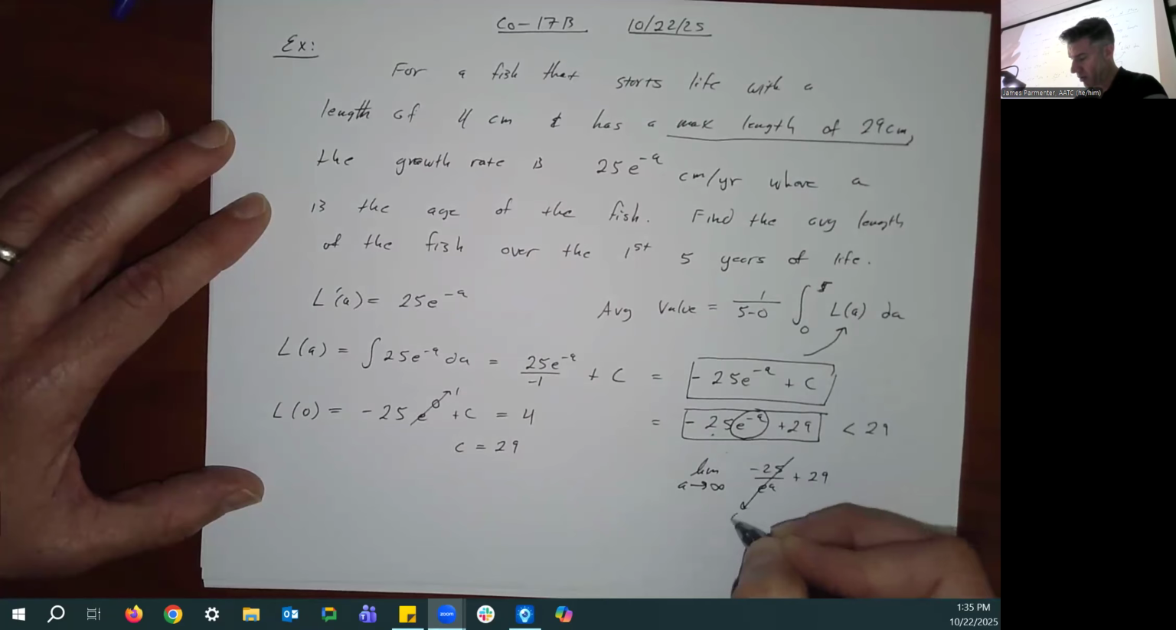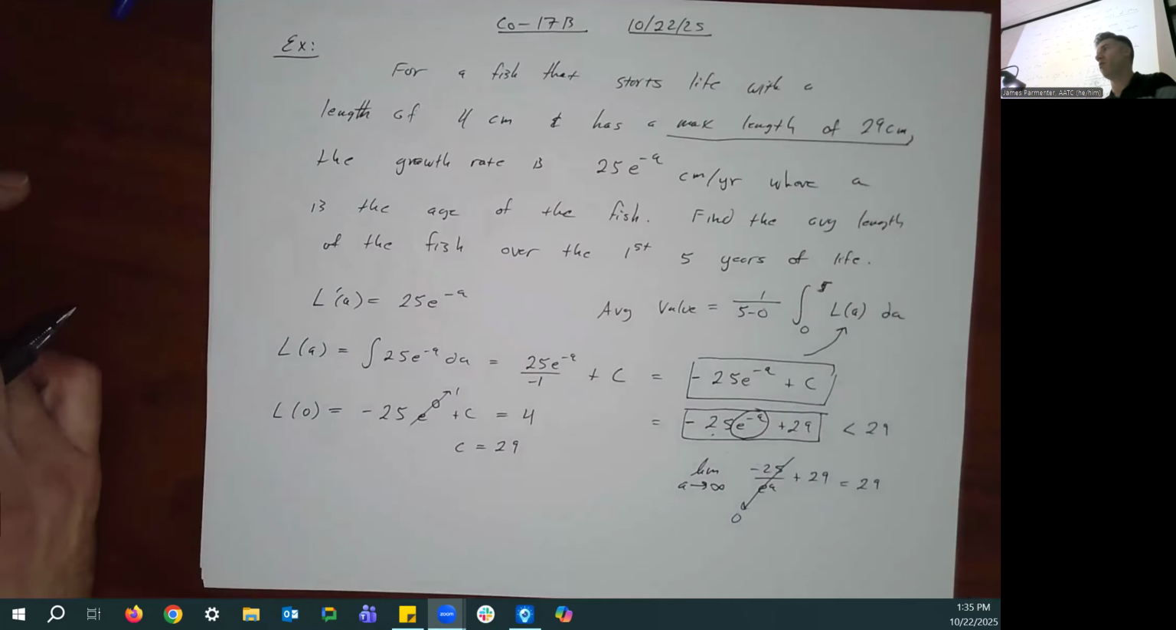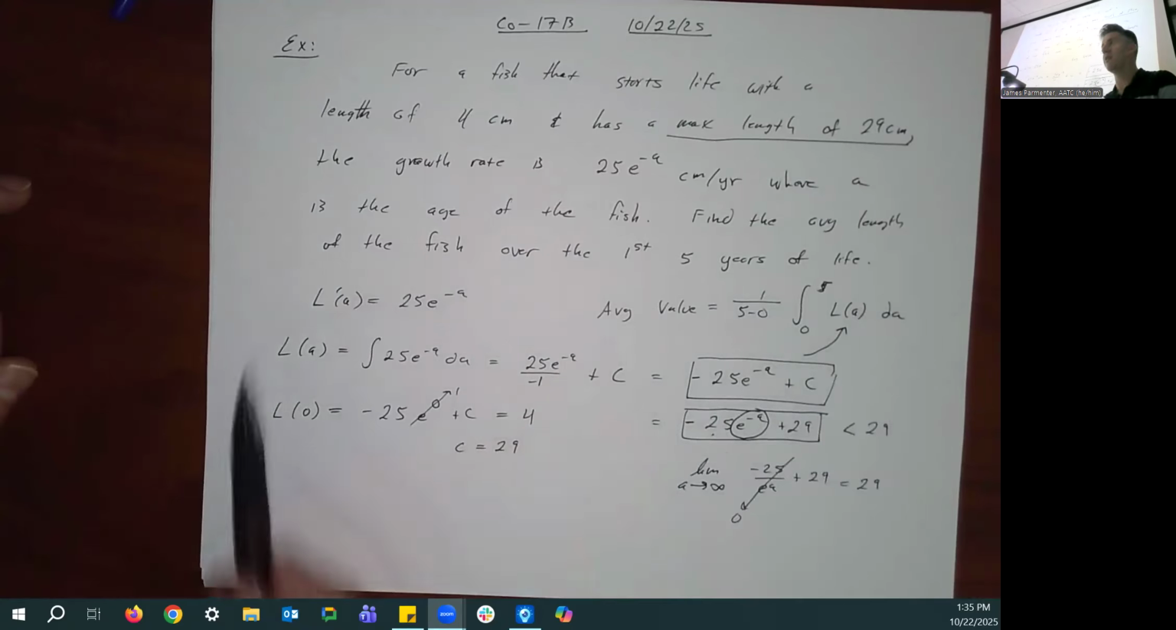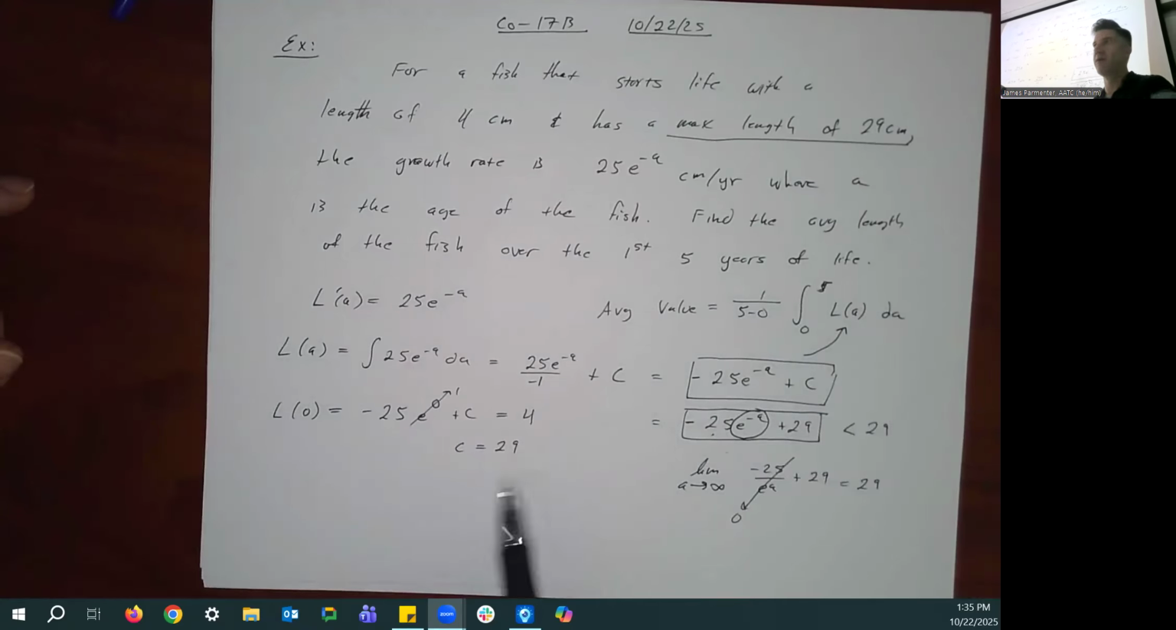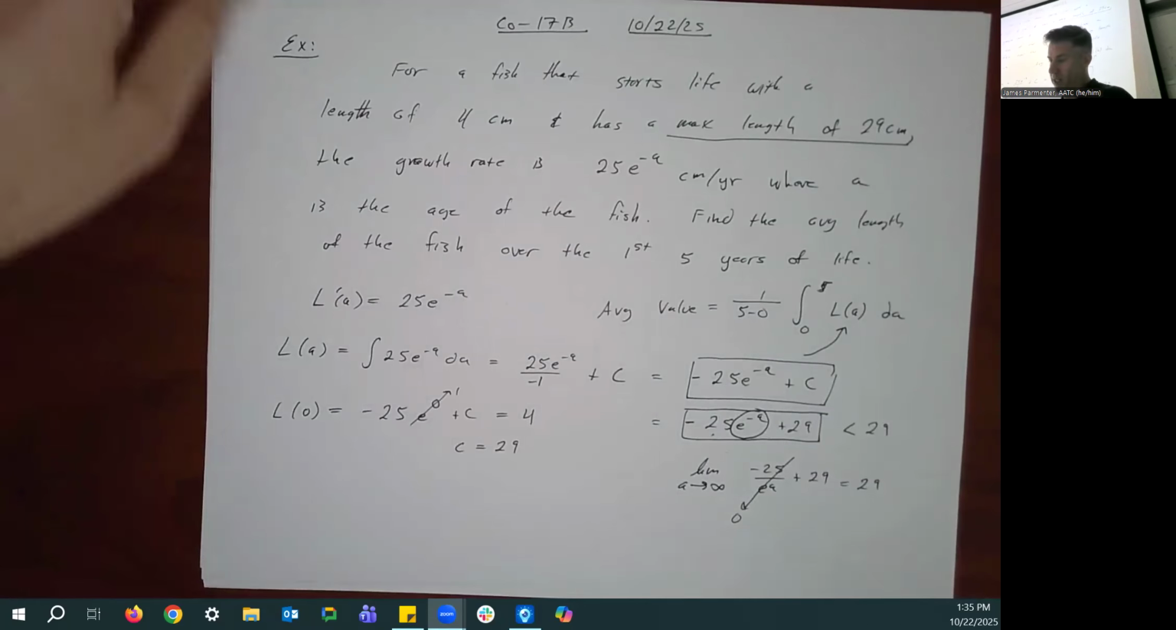That part's going to go to 0, and you're going to get 29. So if the fish lived forever and it continued to follow this model of growth, it would get closer and closer and closer to 29 centimeters. Not really the meaning behind it, but it's kind of what you can say. All right, but let's actually finish the problem.